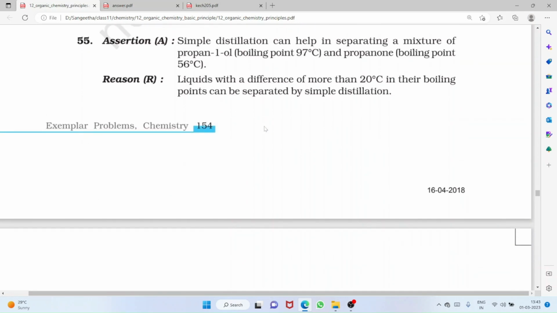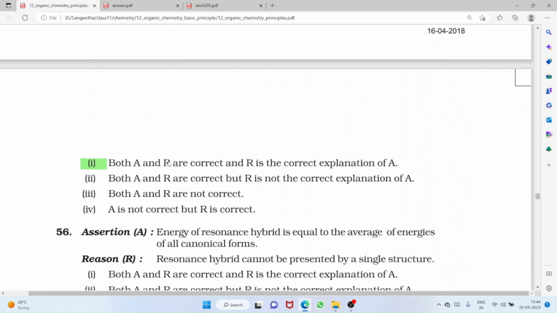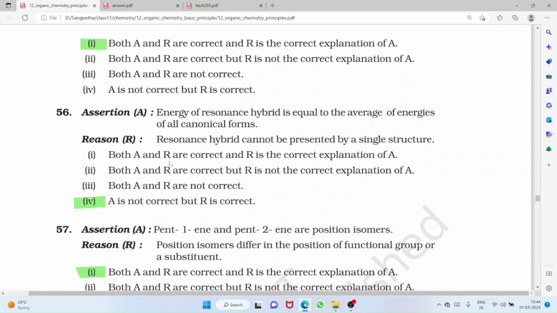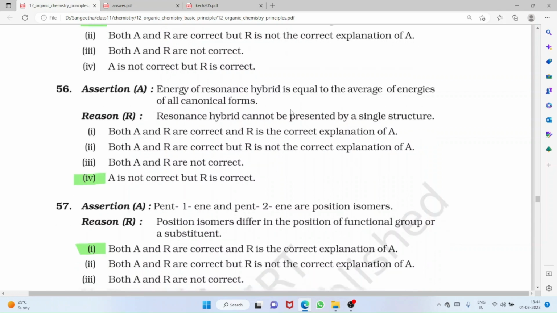Simple distillation can help separate a mixture of liquids whose boiling points differ by more than 20 degrees. Both A is correct and the reason is also correct. The energy of the resonance hybrid is equal to the average of the energies of all canonical forms. A resonance hybrid cannot be represented by a single structure. The reason is correct, but the assertion is not correct: the energy of the resonance hybrid is not equal to the average energy.